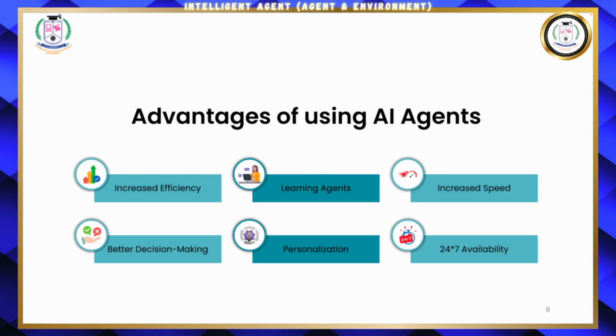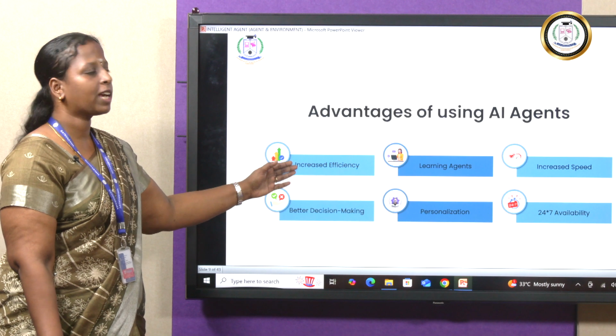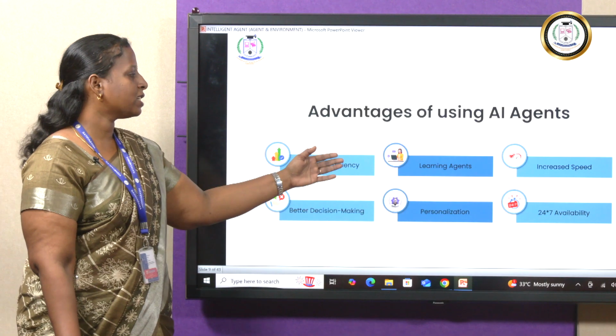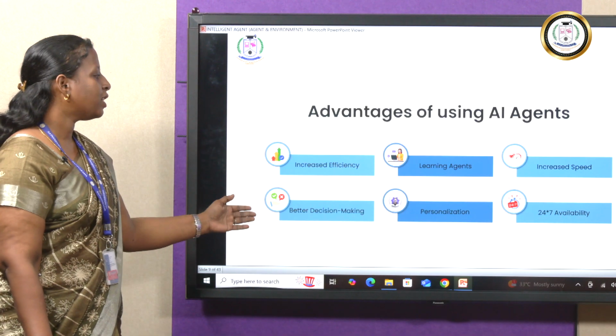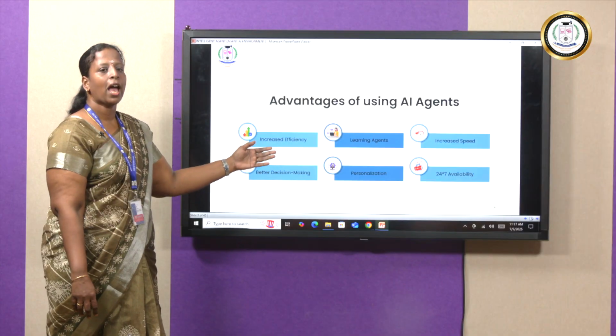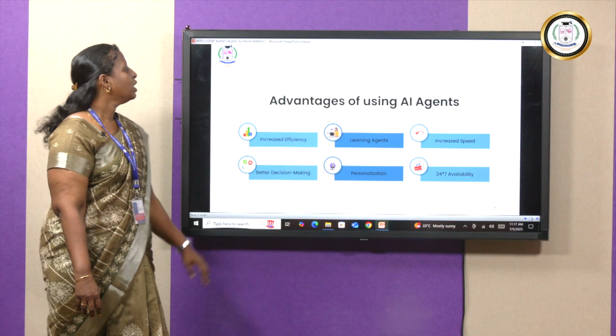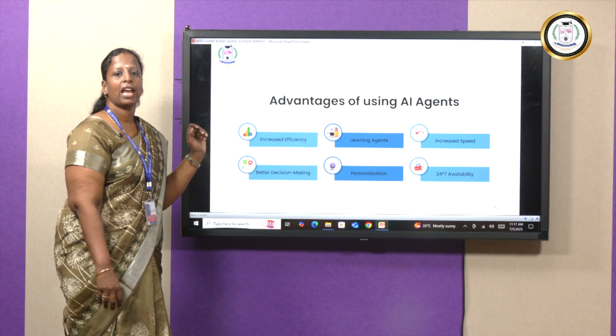So these are the advantages of using AI agents. To summarize, the advantages of using an AI agent are: increased efficiency, increased learning speed, better decision making, personalization, and 24/7 availability. So these are the advantages of using an AI agent.